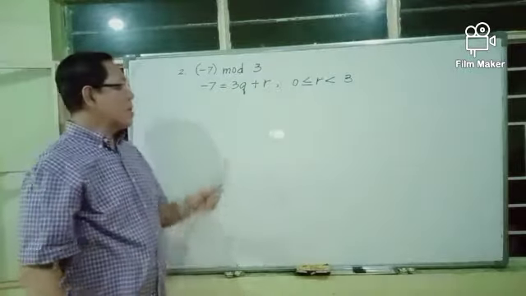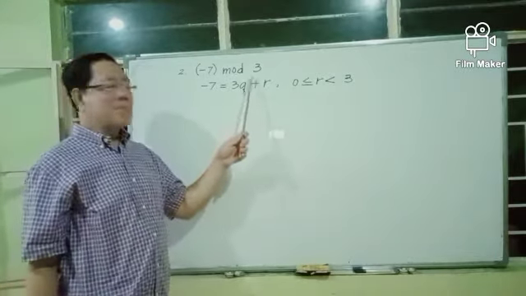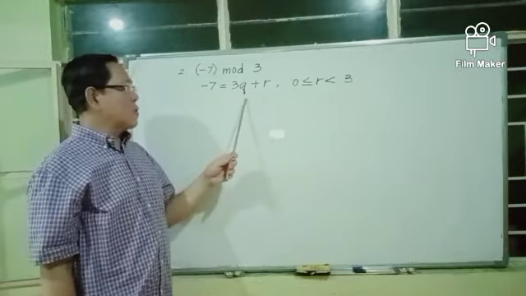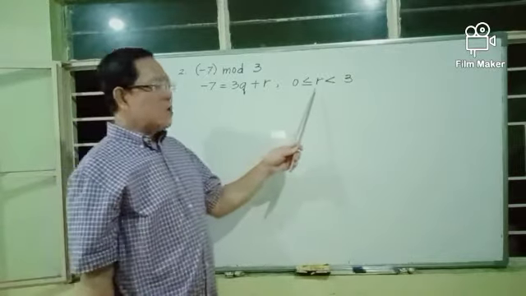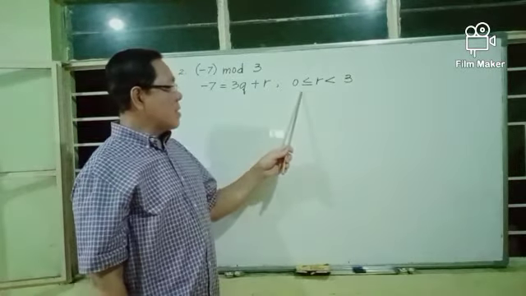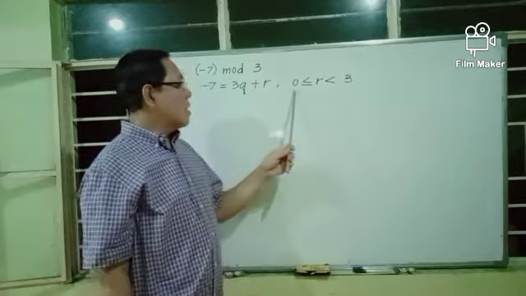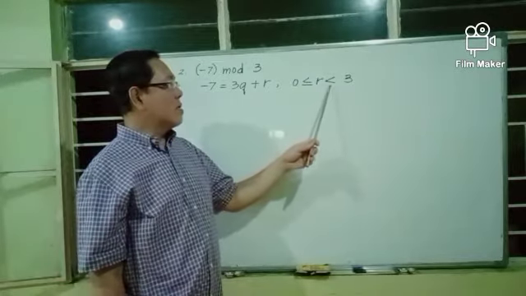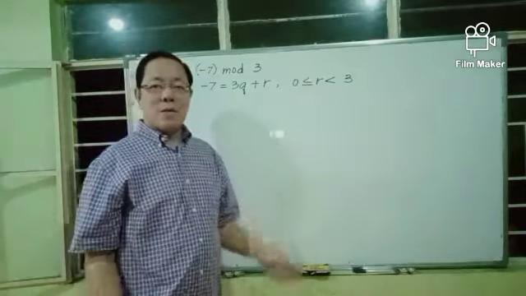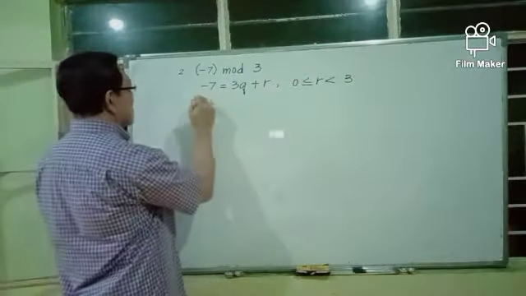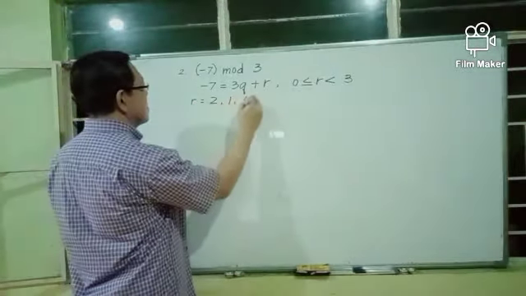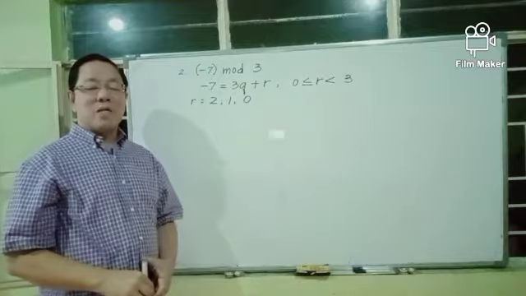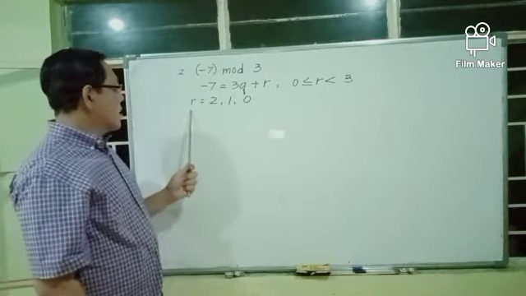Again, by division algorithm, we can write negative 7 as 3q plus r, where q is the quotient and r is the remainder, with the condition that the remainder r is greater than or equal to 0 but less than 3. From this inequality, the possible values for the remainder are 2, 1, and 0. For each of these values of r, we find the possible value of q. We start with r is 2.